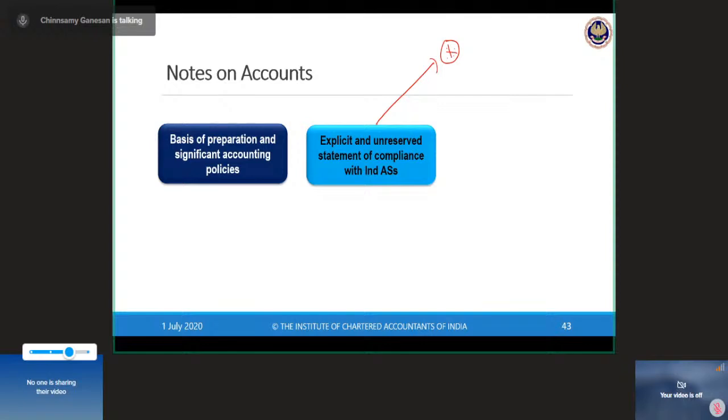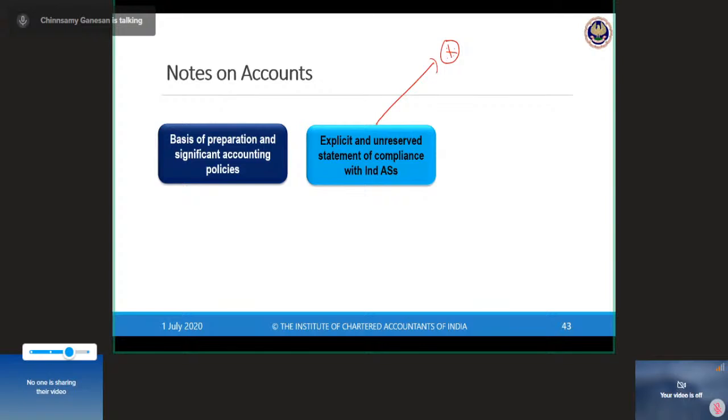Explicit means this paragraph should be part of the Ind AS financial statement in the notes and accounts. If this paragraph is not there, it is considered a non-Ind AS financial statement. So this particular paragraph is a mandatory requirement to be included as part of the Ind AS notes and accounts, right? Explicit means I am explicitly stating that it has been prepared as per Ind AS. I am also explicitly saying I have complied with all the applicable accounting standards. No standards have been excluded.